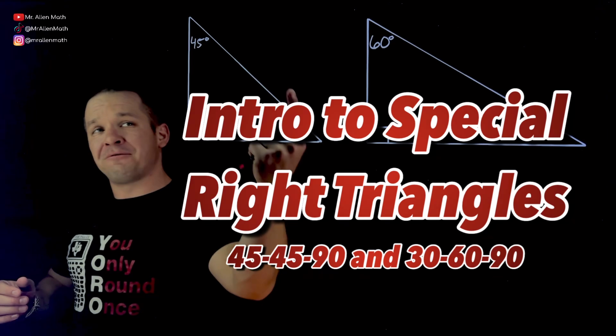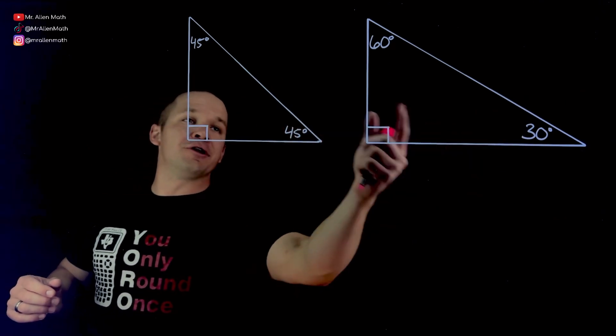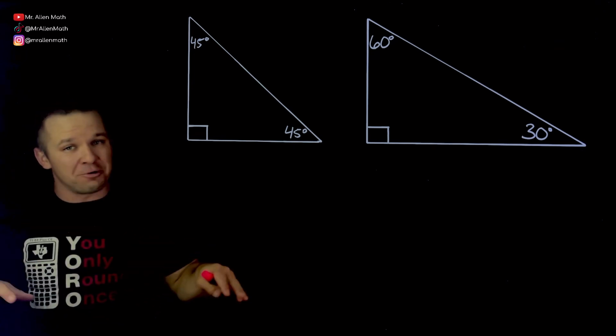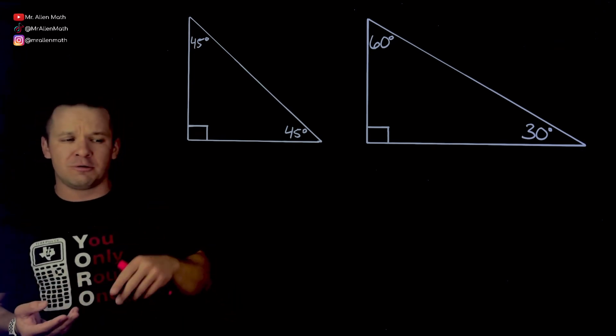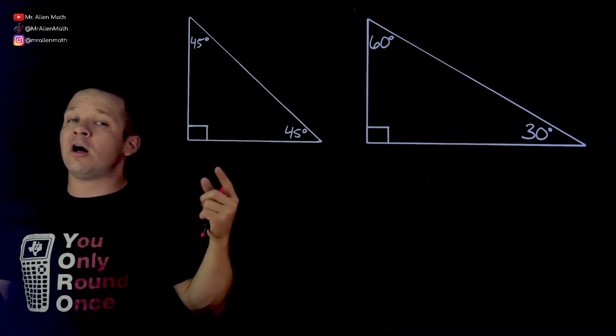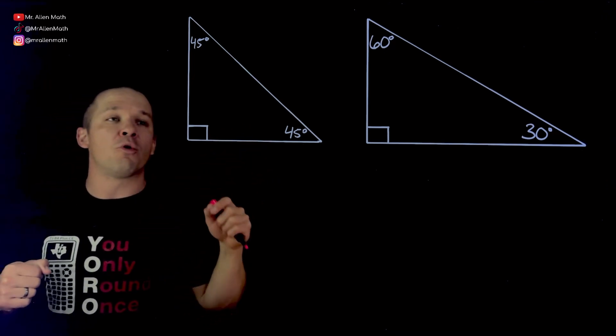We've got our 45, 45, 90 triangle and 30, 60, 90 triangle. Now, we introduced these in geometry, but they are used continually throughout mathematics in Algebra 2, Pre-Calc, and beyond. So let's start with the 45, 45, 90 triangle, also known as an isosceles right triangle.